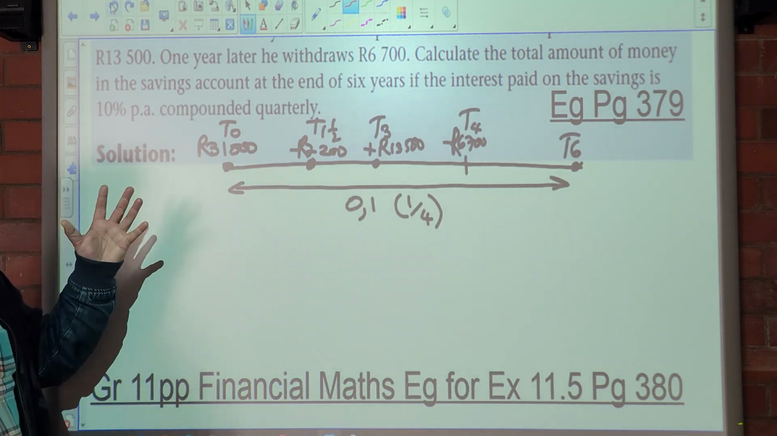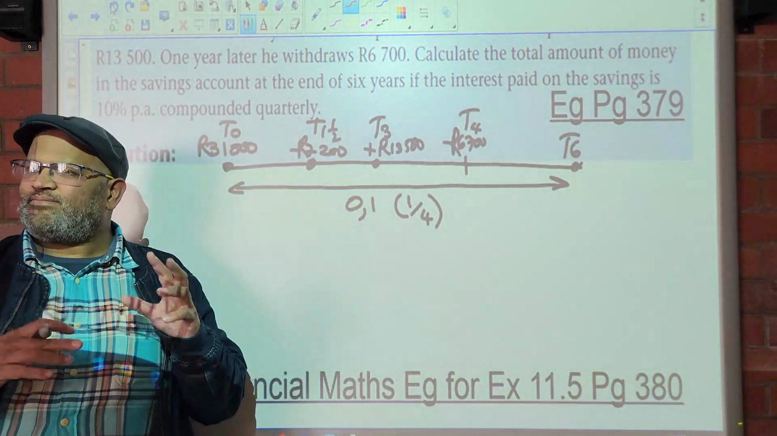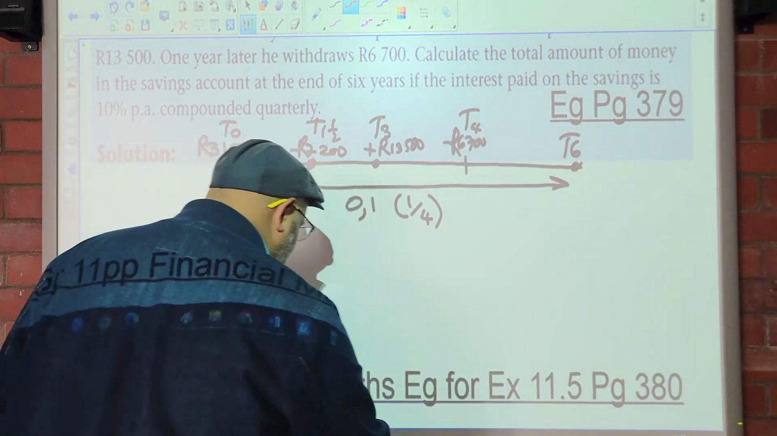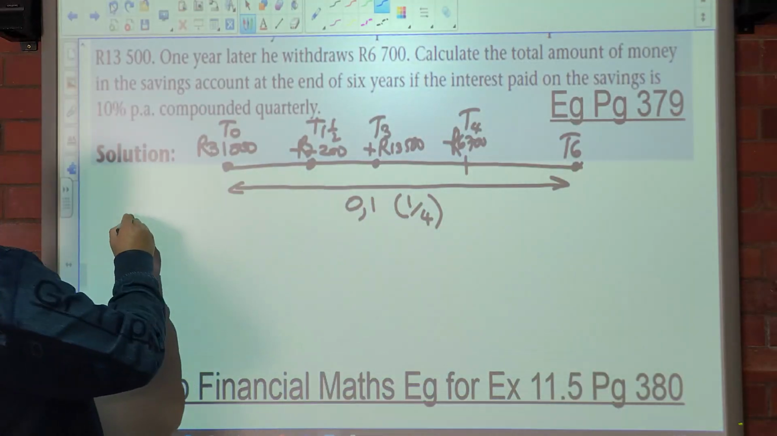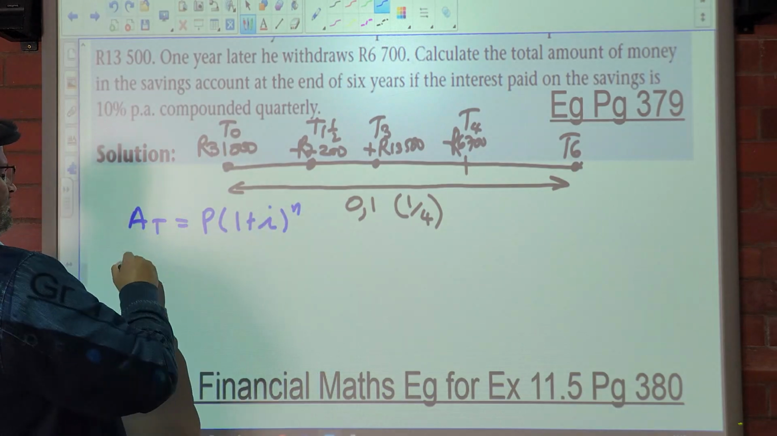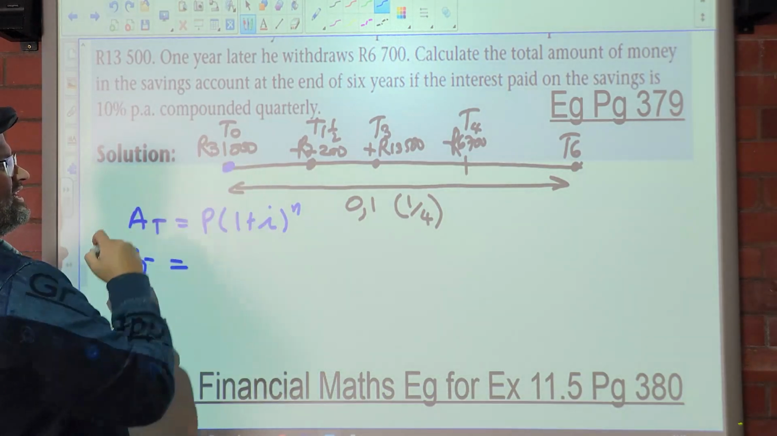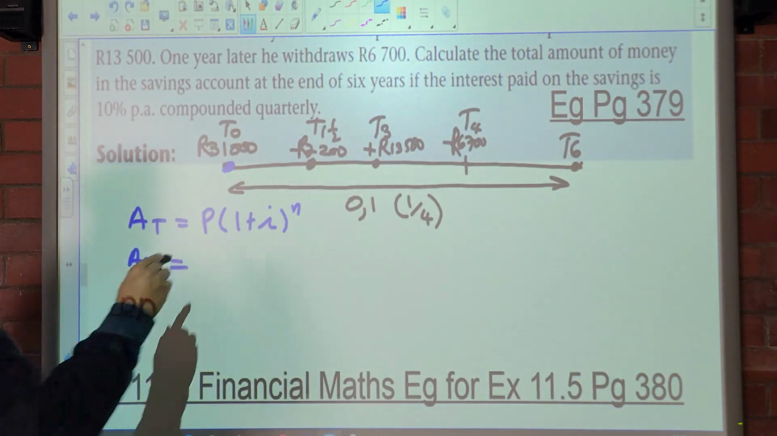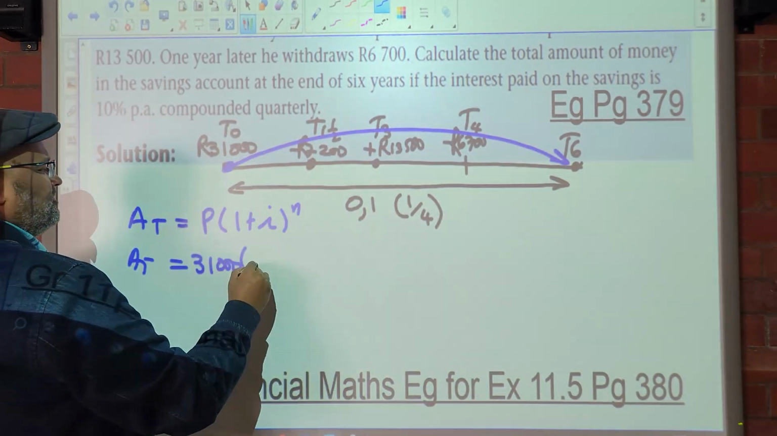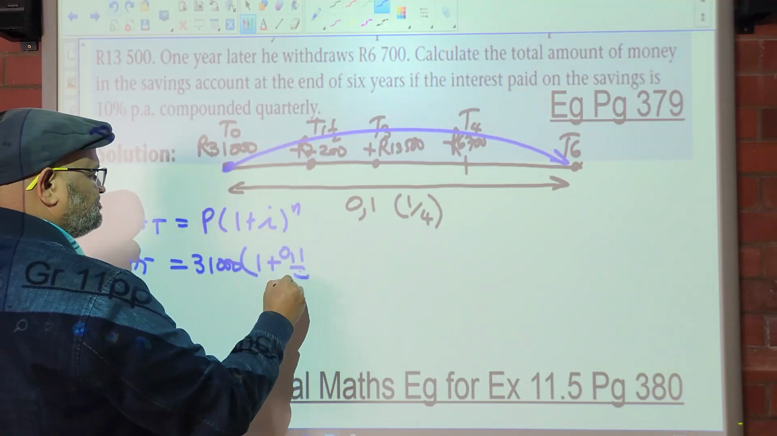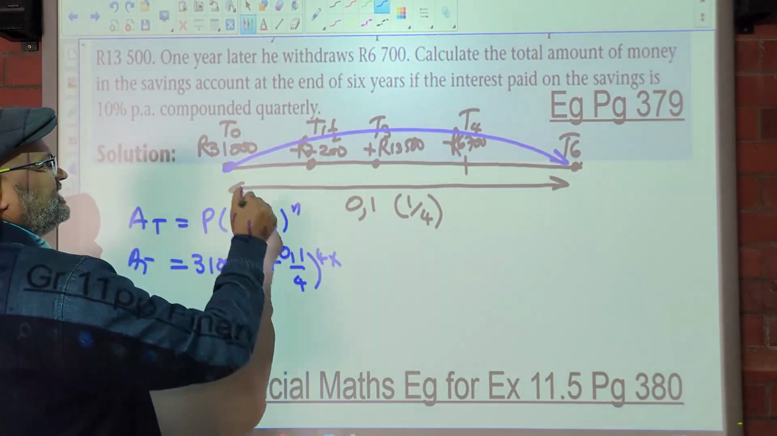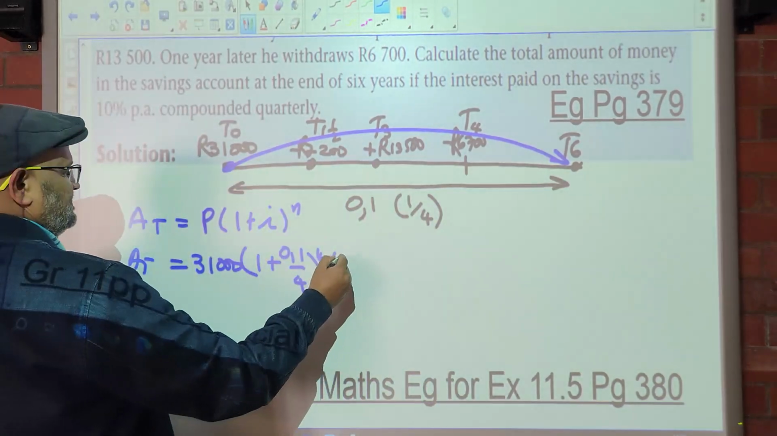Okay. You need to know that once you break up the time, you're going to do each section on its own. So we're going to go A total is equal to P into 1 plus i to the exponent. So we're going to consider that 31,000. Does the interest rate change? No, so it takes you all the way to the end. So it's going to be 31,000 rand into 1 plus 0.1 over 4 to the exponent 4 times, and how many years is that going to be for? 6 years.